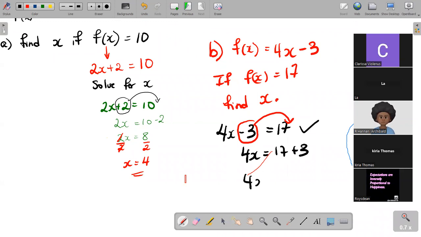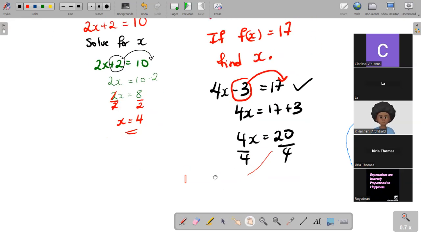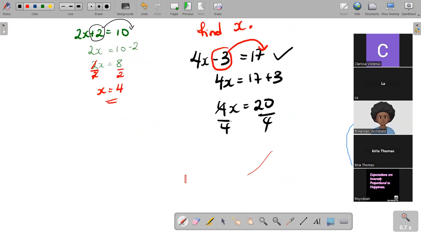I know a lot of y'all keep forgetting, when you carry over something, the sign changes. So if it's minus 3, it's going to become plus 3. That's how some of y'all are going wrong. You see, don't forget the rules. So it's going to become 17 plus 3, which is what? 20. And then you divide by 4. So this is going to cancel, right? Boom, boom. x is equal to 5. Don't worry, you can get it. Practice makes perfect. Everybody with me?